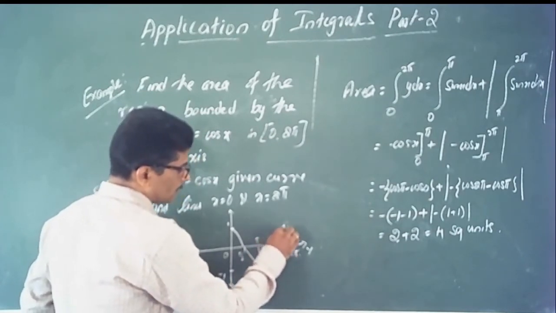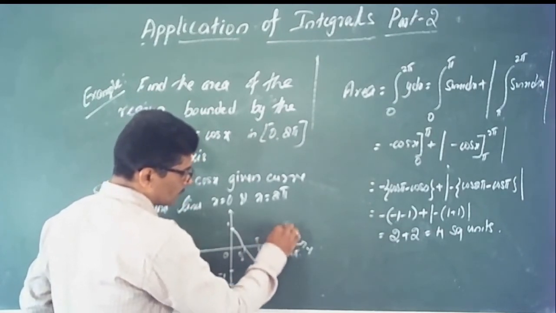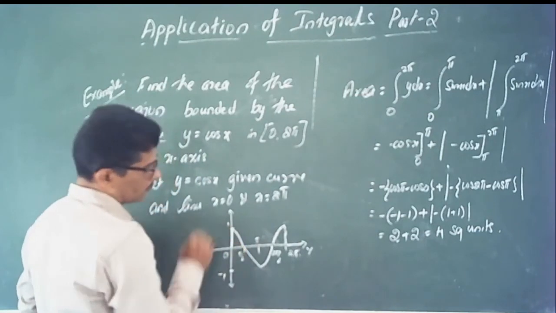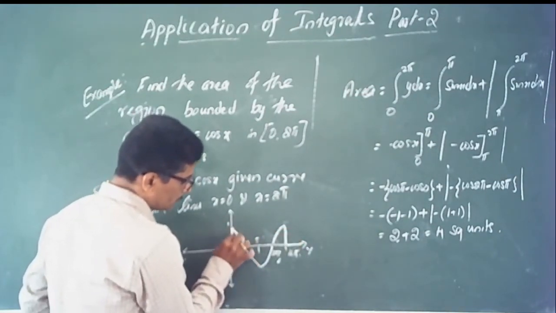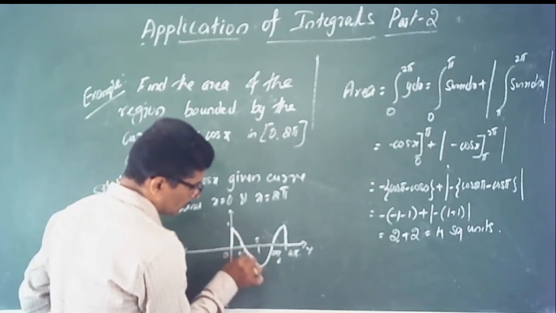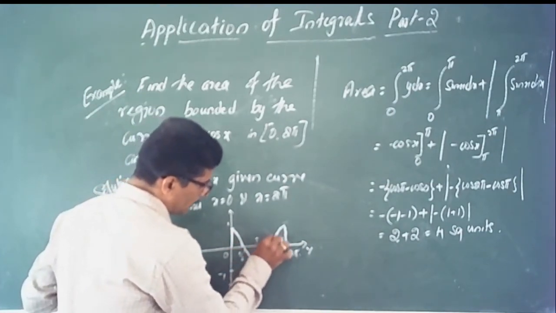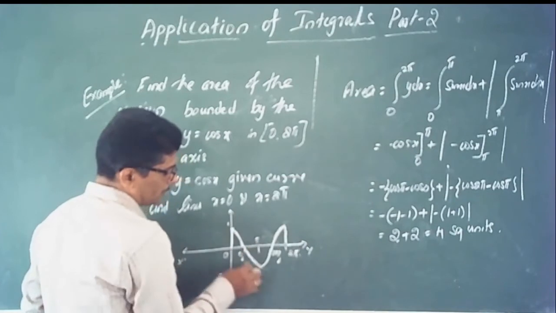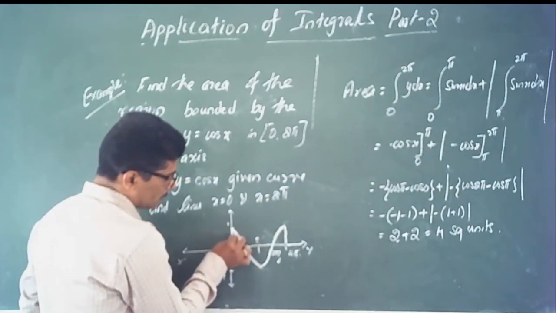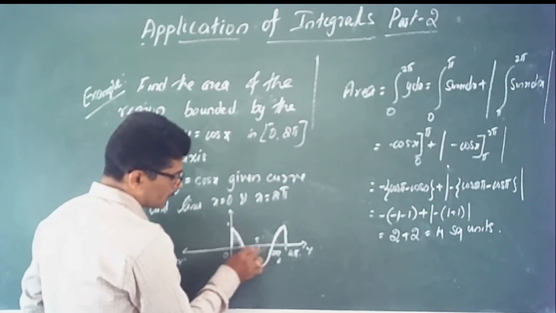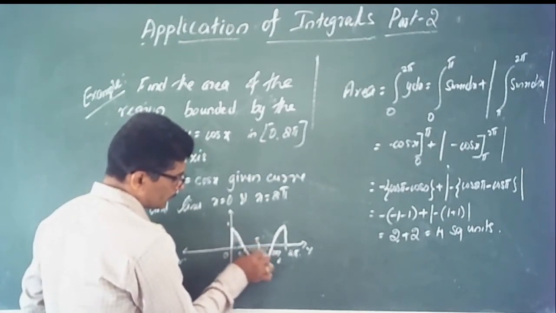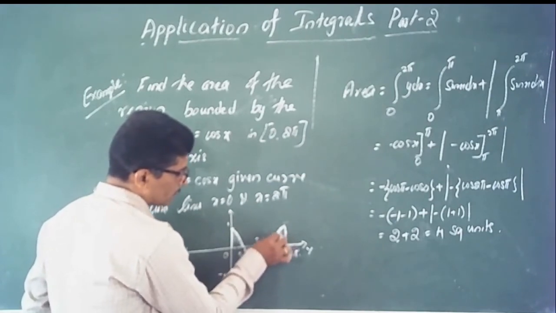This one is the graph, this one is the line x equal to 2 pi and x is equal to 0. These are the boundaries, and the curve comes like this. This one is the curve like this, and this is a line. Where does the area come? This portion plus this portion plus this portion.